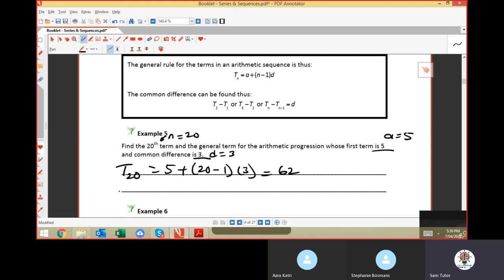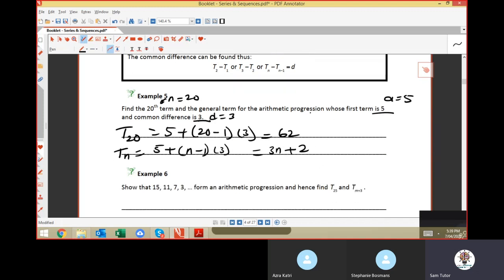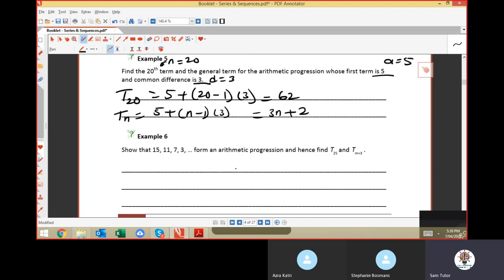And then it says find the general term. General term just means Tn. So Tn would equal 5 plus n minus 1 times 3. Expand it, that becomes 3n, take away 3 plus 5, positive 2. Okay, any questions up to this stage? No. Yeah. No.